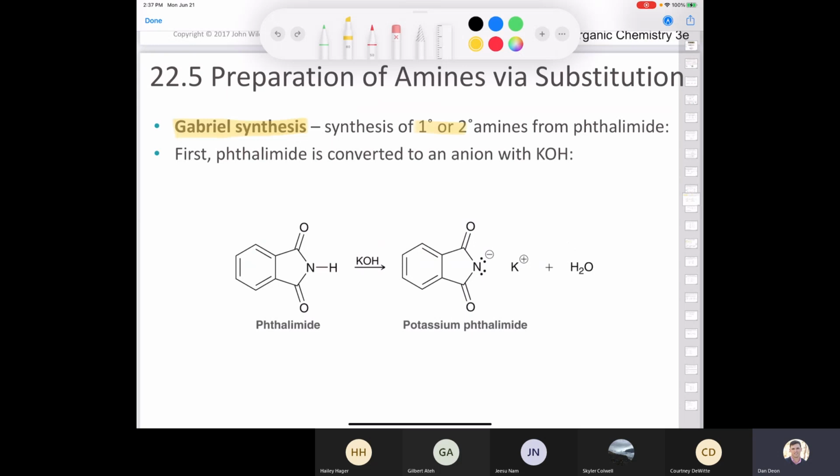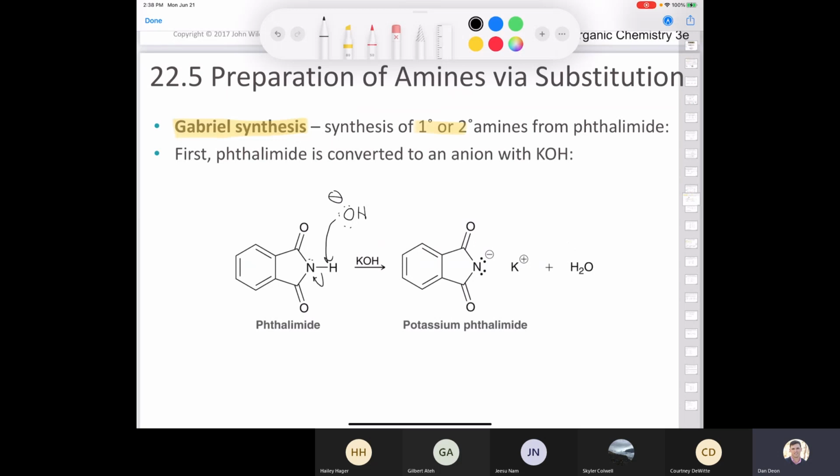And the first thing you do is you convert it into potassium phthalimide. Very simple reaction. You just take it, you treat it with a strong base. The base is a proton acceptor. The mechanism is exactly what you're thinking. You just rip this proton off, right?